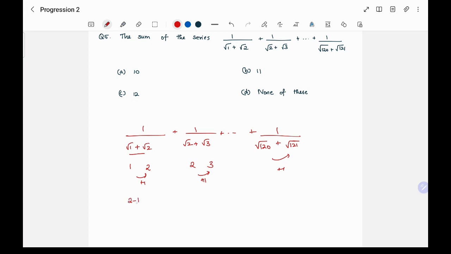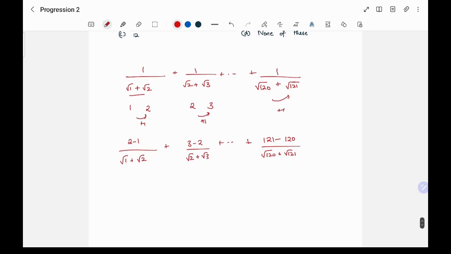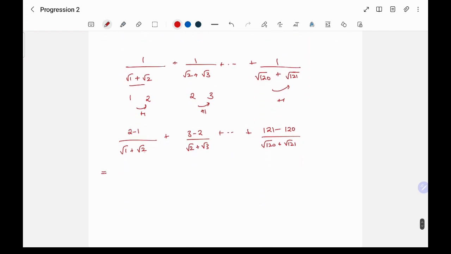The numerator is 1, right? So you write it as 2 minus 1 over root 1 plus root 2, plus this you write as 3 minus 2 over root 2 plus root 3, and so on. So this you can write as 121 minus 120 over root 120 plus root 121. Okay. Now can you see a way to solve it easily?